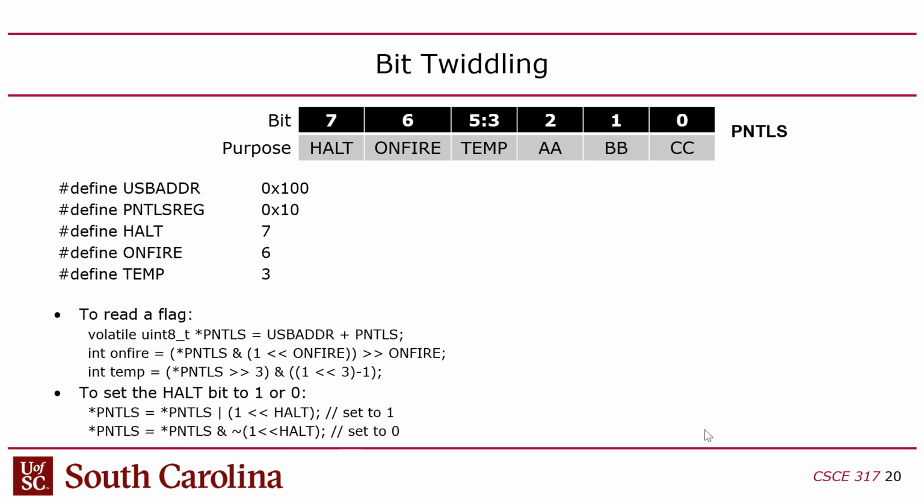So this is kind of a complete example where I'm reading a flag to check to see if my peripheral's on fire, and then I set the halt bit to turn off the peripheral afterwards. So I check if it's on fire, and then I set it to halt. And notice here that reading a flag is where I dereference the pointer on the right-hand side of the assignment, and when I set an output, I'm dereferencing on the left-hand side of the assignment. So this is just, like I said, kind of putting everything together.